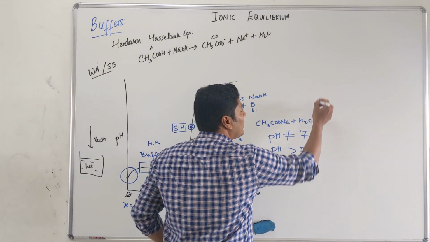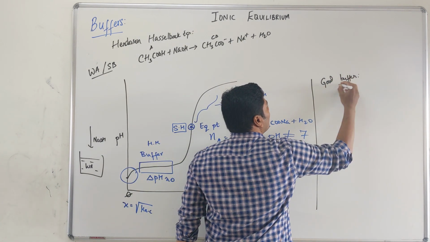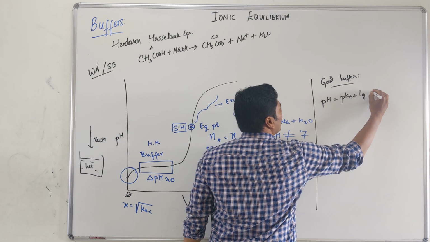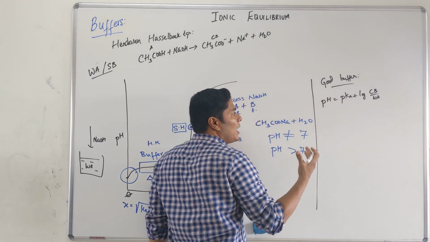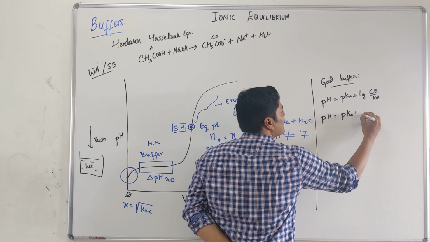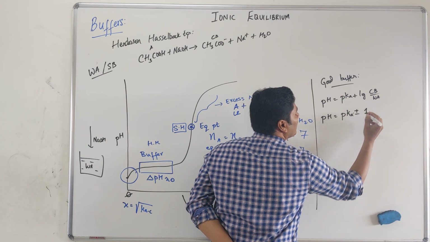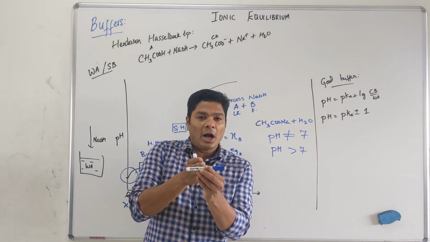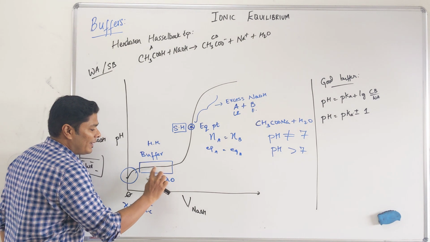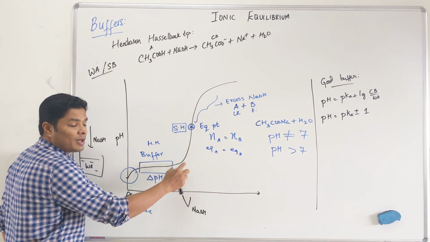Now the last thing that I want to do: what makes a good buffer? We know the Henderson-Hasselbalch equation, pH equals pKa plus log of conjugate base by weak acid. A good buffer region is basically when pH equals pKa plus or minus 1. So from pKa plus 1 to pKa minus 1, that region is where the buffer works well. Only in this range is it a buffer. Below that the response is large, and above that too, so it will not act as a buffer.